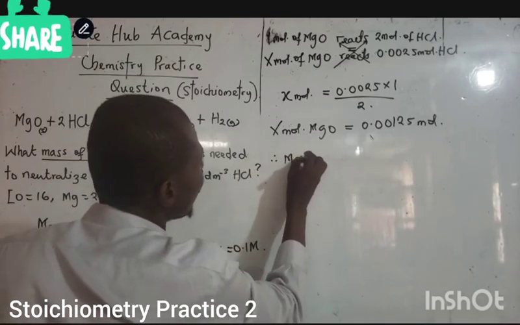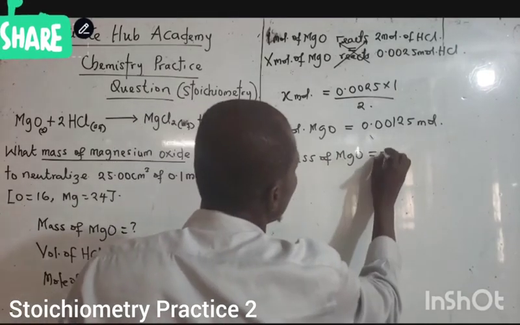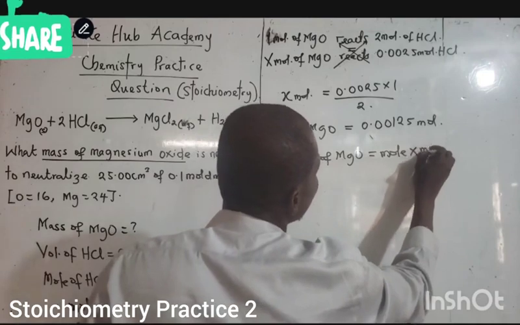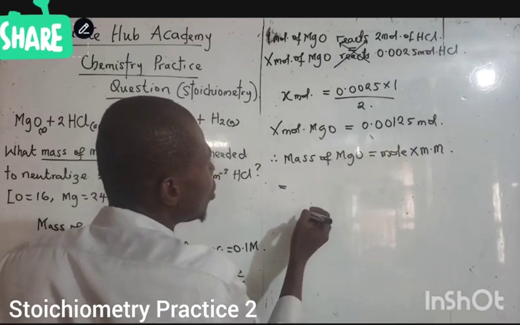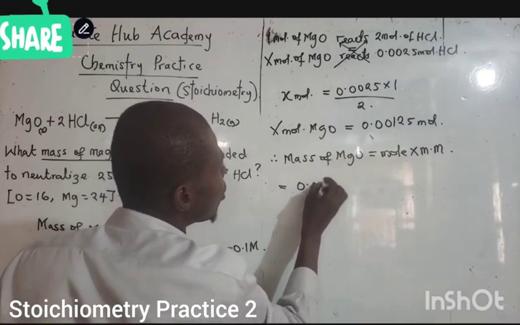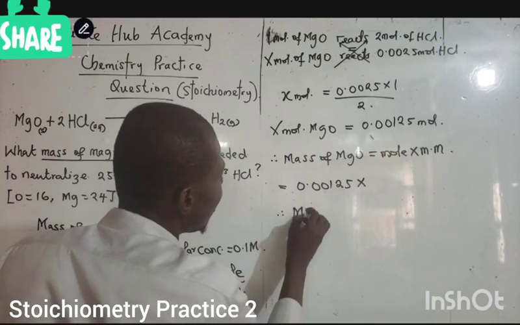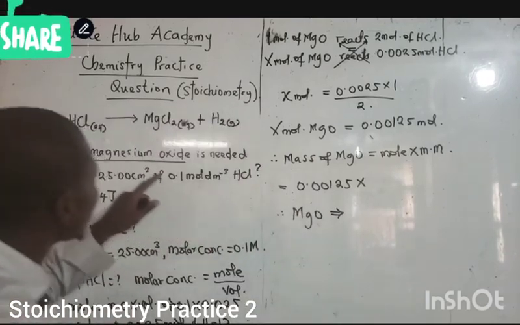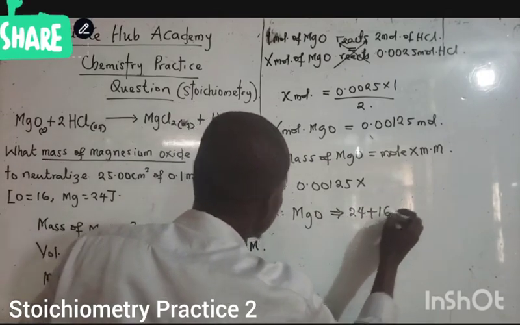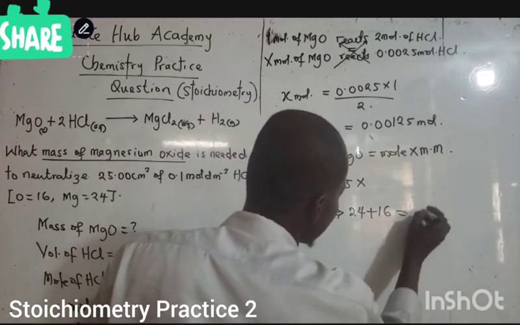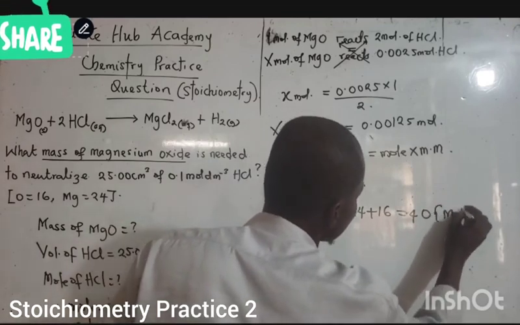So the mass of MgO will be equal to mole of MgO multiplied by the molar mass of MgO. So the mole of MgO is known to be 0.00125 multiplied by the molar mass of MgO. We can do that here. So we are given the atomic mass of Mg to be 24. So that will be 24 plus 16. So when you add both together, that gives 40. So this is the molar mass.